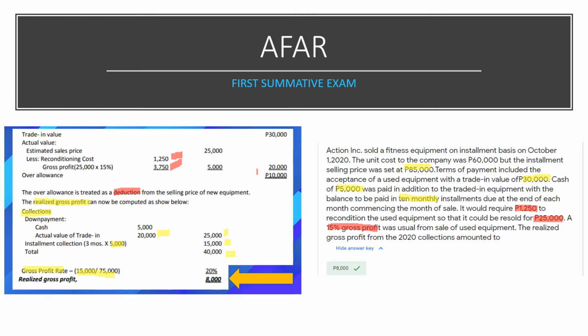Ma'am, how did we get 15? Okay, so 75,000 is the adjusted selling price, right? What we computed earlier, 85 minus 10. So, you just subtract the unit cost of the company of 60,000. So, we have a gross profit of 15,000. So, the gross profit rate is simply gross profit 15,000 divided by the adjusted selling price 75,000. We get 20%. So, 40,000 times 20%, our answer is 8,000. Okay, so we have realized gross profit of 8,000 pesos.